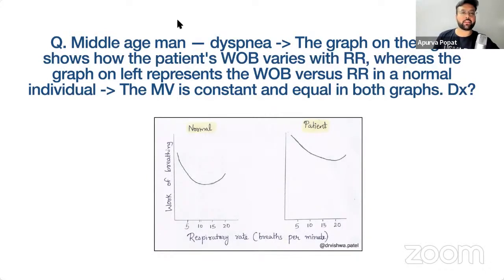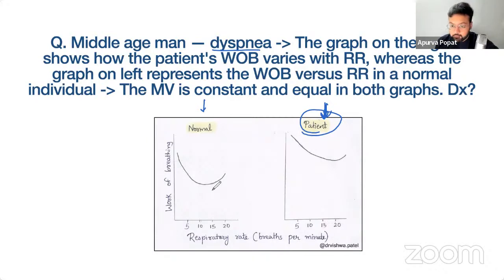Okay, a middle-aged man is coming to you with dyspnea. The graph on the right side is showing the patient's work of breathing. The graph on the left side is showing normal work of breathing. Keeping the minute volume the same, why is this patient having the graph shown on the right side? If I say this is the normal work of breathing, this is the patient's work of breathing, what kind of lung disease do you expect in this patient?